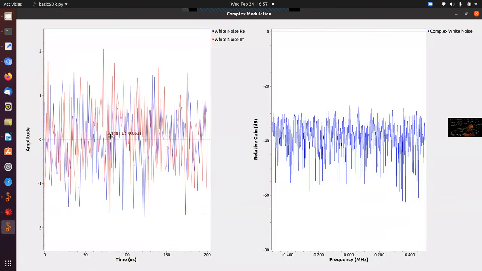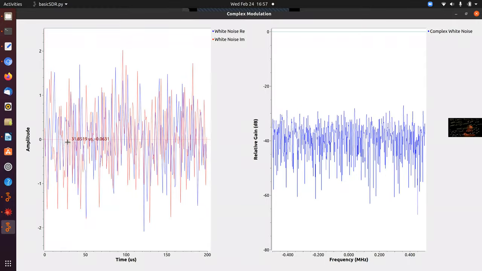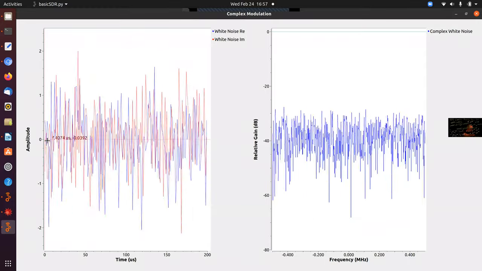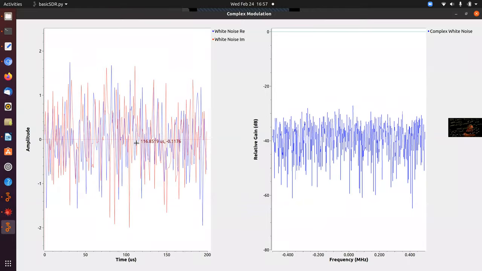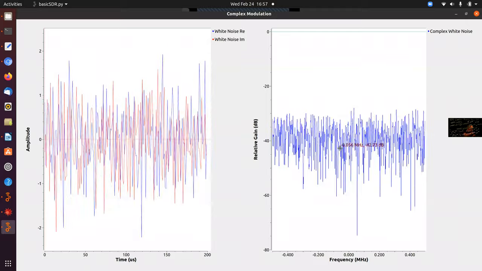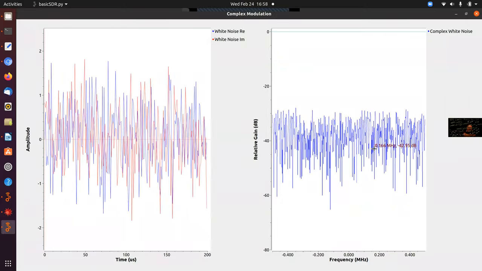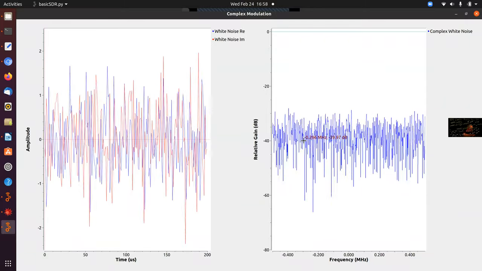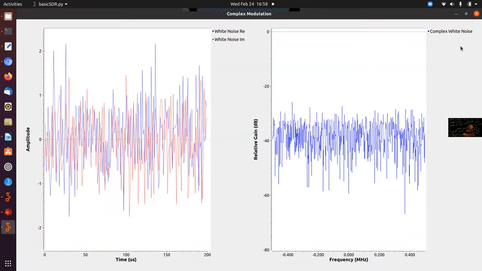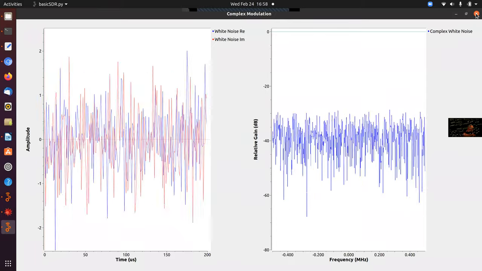I have white Gaussian noise, but here I'm picking a random sample both for the real part and the complex part. And if you look at the spectrum here, it's no longer symmetric. I no longer have a real signal. So there's not a complex conjugate amount of positive frequency stuff and negative frequency stuff. So that's how you can tell you've got a complex signal, is the frequency spectrum is not symmetric.